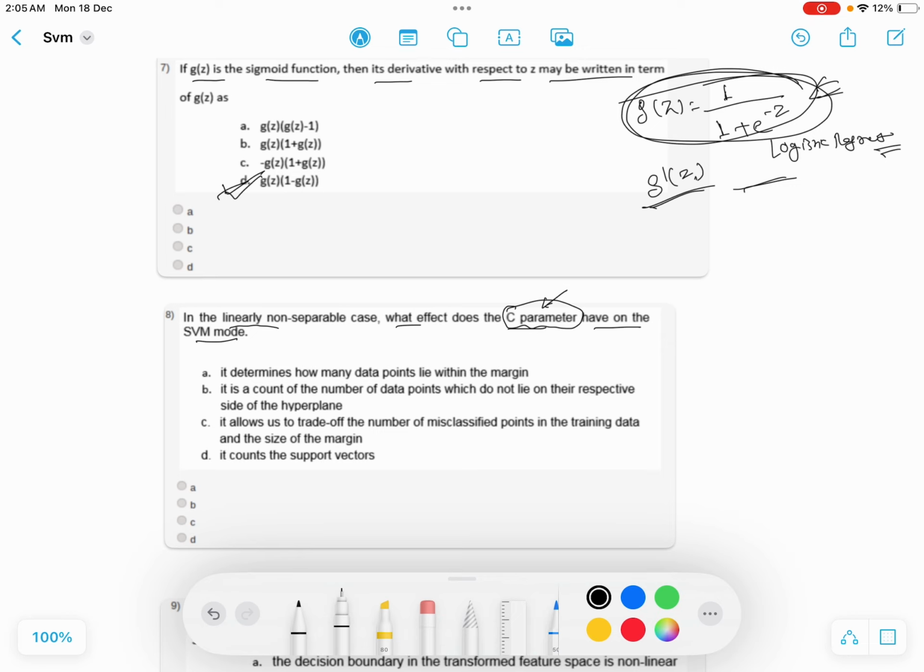The overall point is that by tuning this, we may allow a low bias, or we may allow a high variance. What do I mean to say? By varying this parameter C, we may allow misclassification also. So the correct answer is that it allows us to trade off the number of misclassified points in the training set and the size of the margin. So the correct answer for this is C.